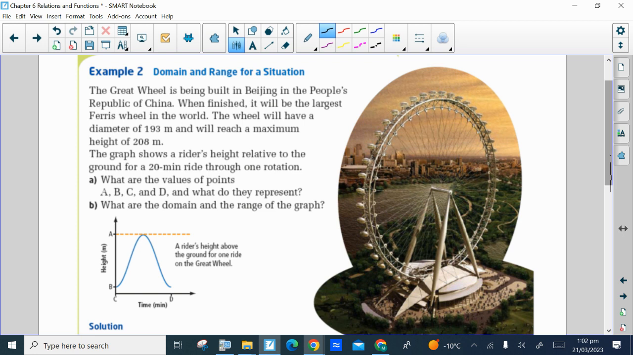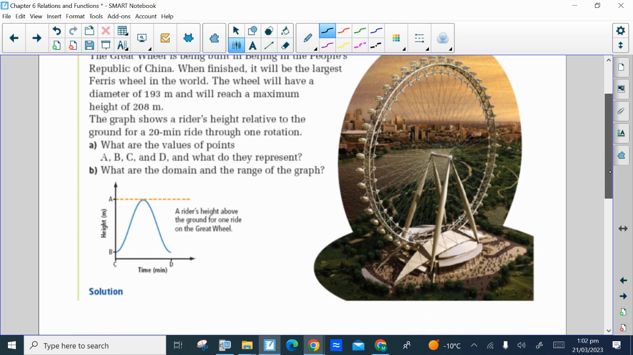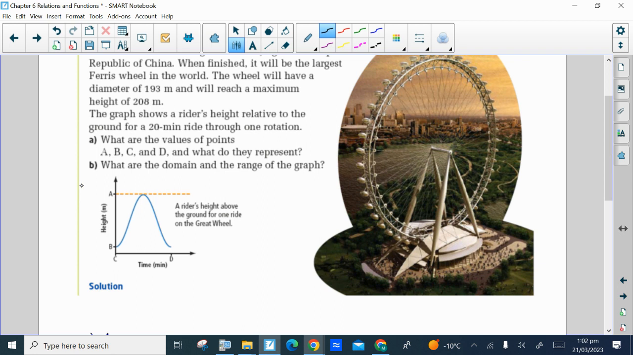So, A is the maximum height, which we are told is 208. We are also told that the diameter of the wheel is 193 meters, which means the minimum point, the low point, would be 193 meters below 208. So that's how we get B. We take the 208 and we subtract 193. And that gives us a difference of 15 meters.